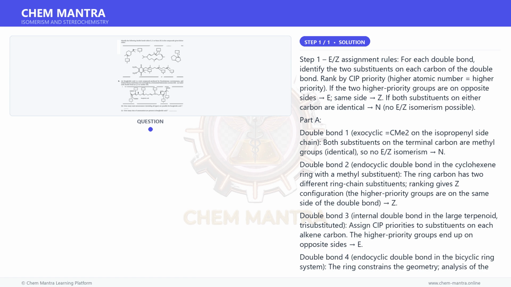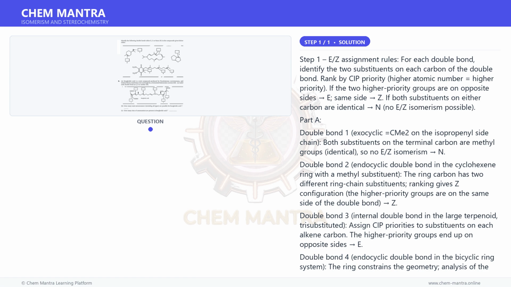Double bond 7, terminal, is equal to CMe2. Both groups on the terminal carbon are methyl, identical, so no EZ isomerism. N. Part A answer: 1-N, 2-Z, 3-E, 4-Z, 5-Z, 6-E, 7-N.